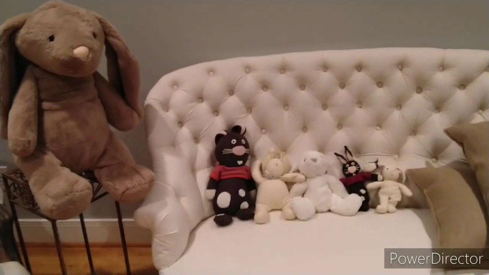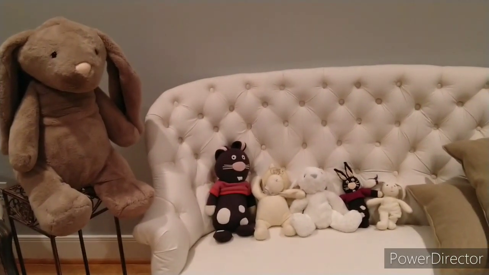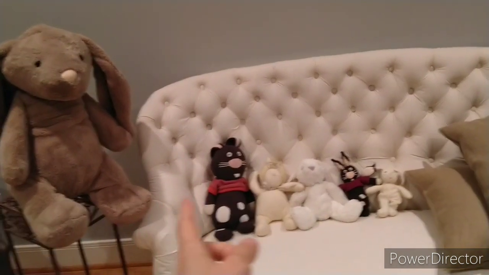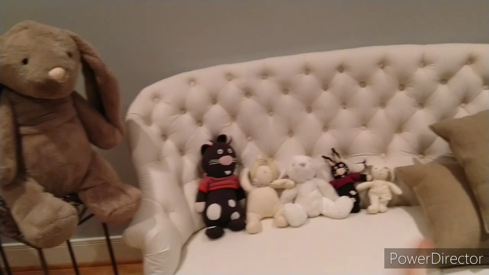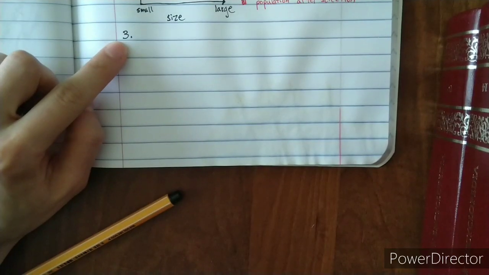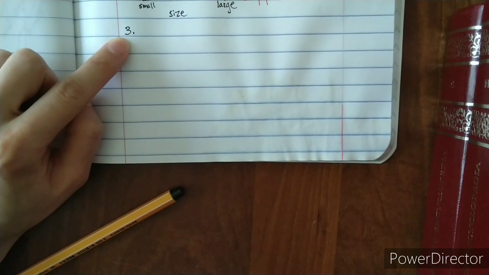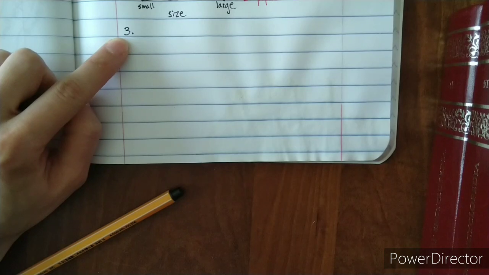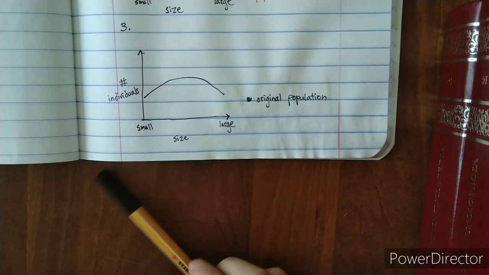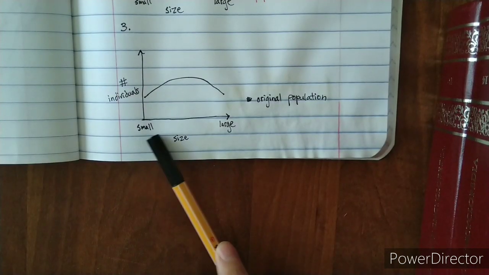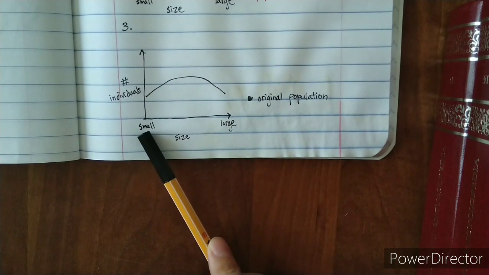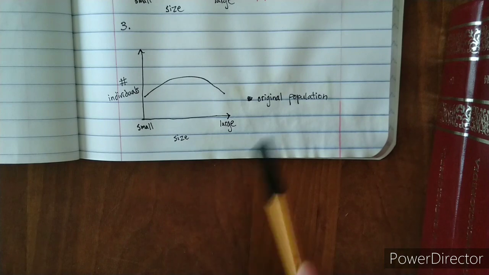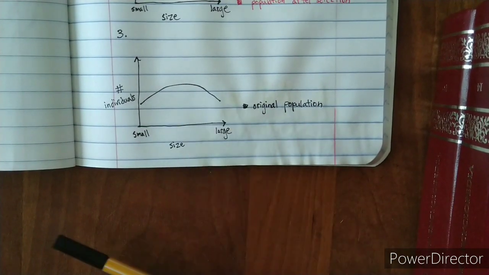Now this takes us to our last type of selection, scenario three. Once again, let's look at the bunnies in terms of their phenotypes being biggest to smallest. And now to set up your graph for scenario number three, it should look very similar to the graph for scenario number two. This is what my graph for scenario number three looks like. The only thing I need to be aware of is that my x-axis phenotype I'm investigating now is small to large or size. Original population, beautiful bell curve.